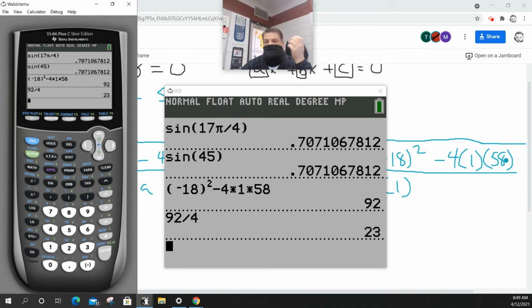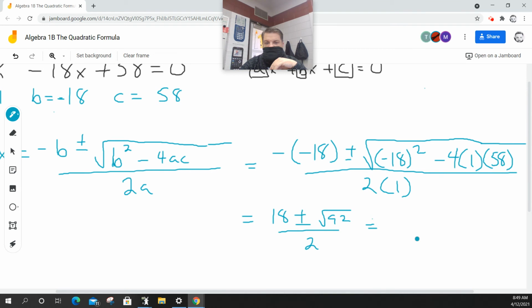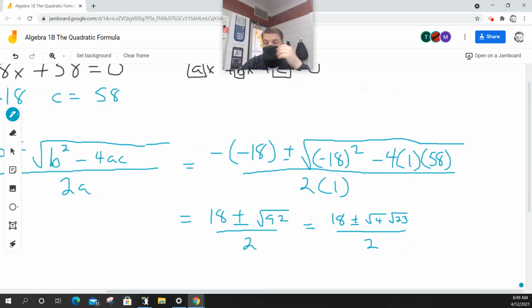Now, why did I think of 4? Well, 4 is a perfect square, right? So what does that mean? That means that this could be written as 18 plus or minus the square root of 4 times the square root of 23. Now 23 is a prime number, so I know that I can't reduce that anymore. All over 2. All right. Well, what's the square root of 4? 2.